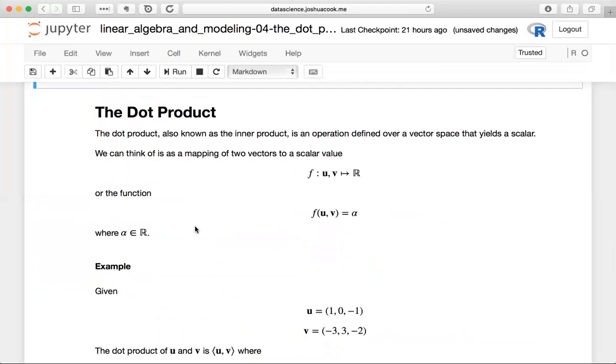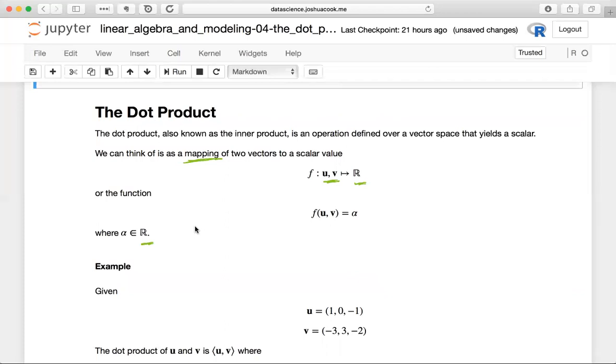And it's an operation that's defined over a vector space, but it doesn't give a vector back, it gives a scalar back. So you can think of it, and we've been talking about mappings, as a mapping of two vectors to a scalar value. So here we've got a function taking in two vectors, and I'm getting a scalar back. So f of u and v would be equal to alpha, where alpha is an element of just R, the real numbers. So it's a function that takes in two vectors and gives a scalar back.